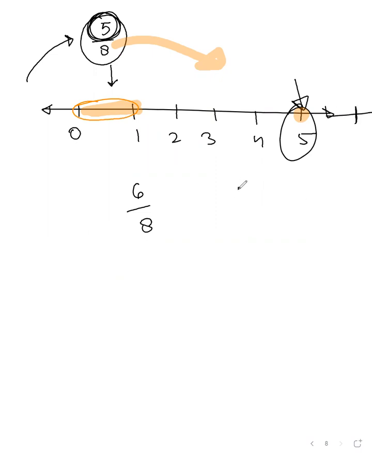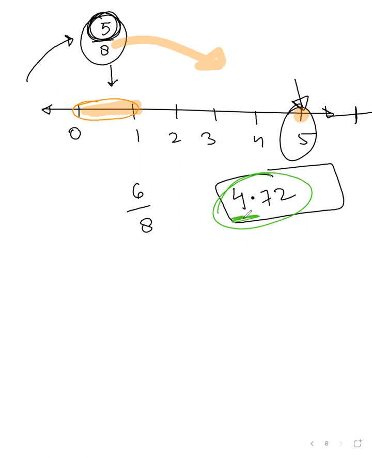No. See, 6 point something जब हम कहेंगे, if I say 6 point something, that is different. Let's say if I say 6.5, then yes. Let's say if I say 4 point, let's say 72. ठीक? If I say 4.72, then this number will lie, क्योंकि ये 4 point something है, after 4. 4 और 5 के बीच में होगा ये, है ना?